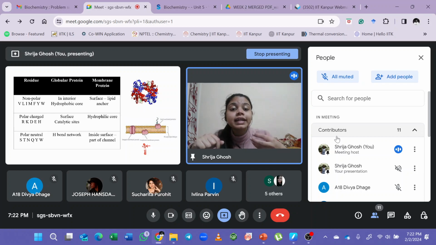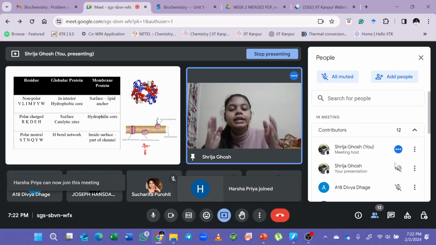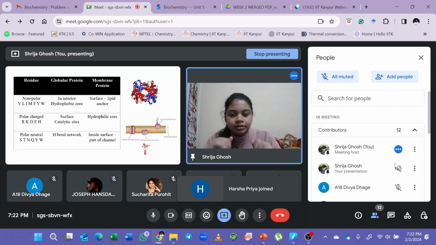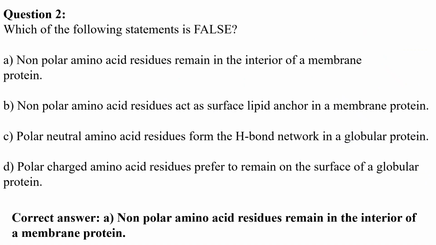If a protein is interacting with a hydrophobic environment, like in the case of membrane proteins, the protein needs hydrophobic residues on its surface, so that it can interact with the hydrophobic chains of the membrane. So Joseph, is this clear? Yes, non-polar amino acid residue will act as a surface lipid anchor in a membrane protein.